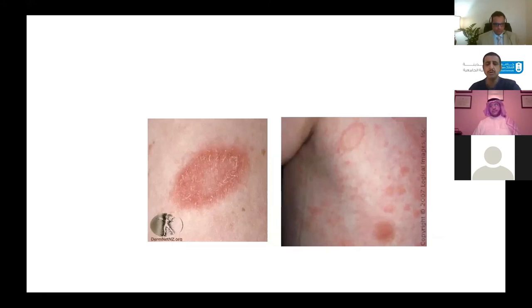The treatment is usually just supportive, nothing to be done. Antihistamine may be used for anyone who is having itching. It's a self-limiting disease and it goes by itself within 6 weeks.